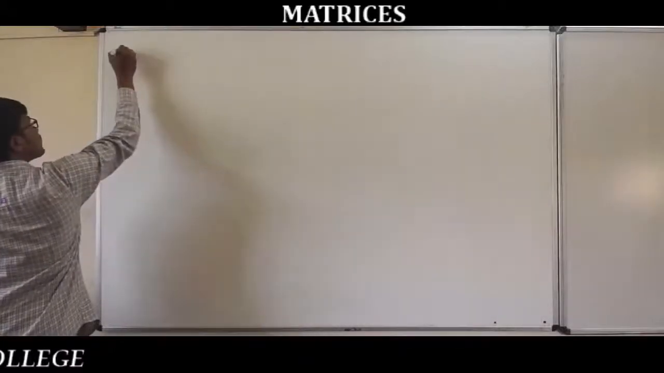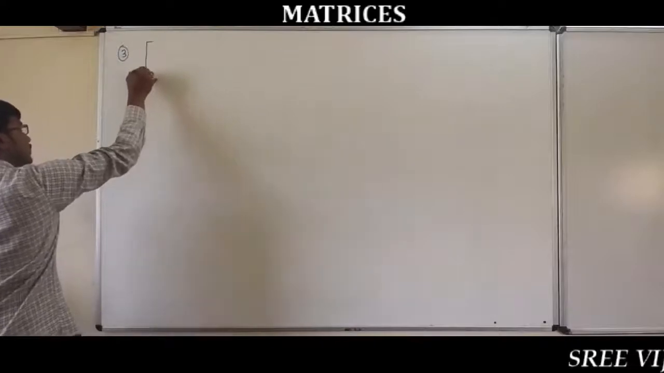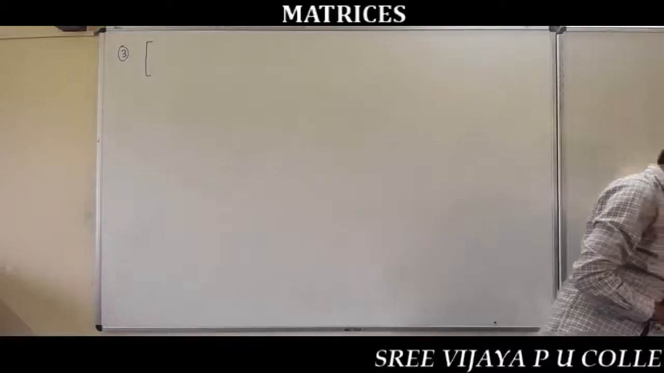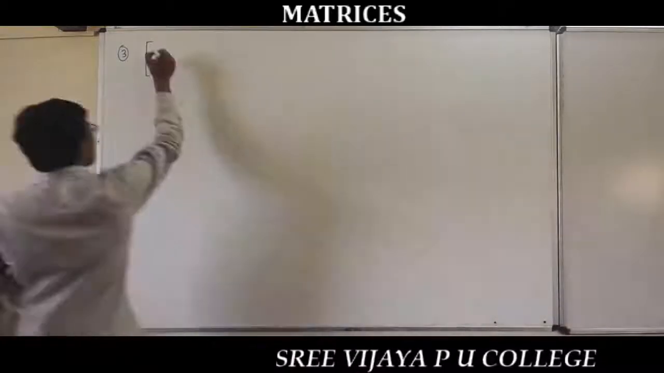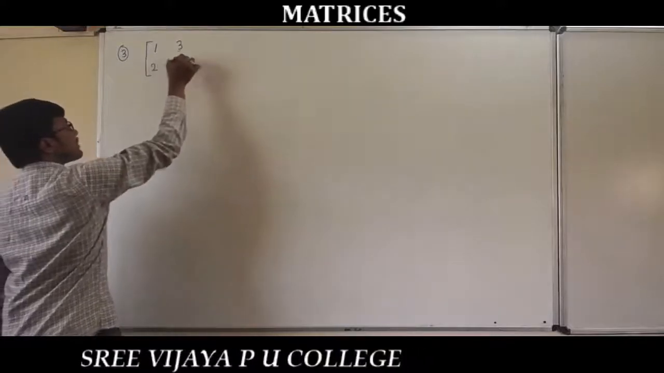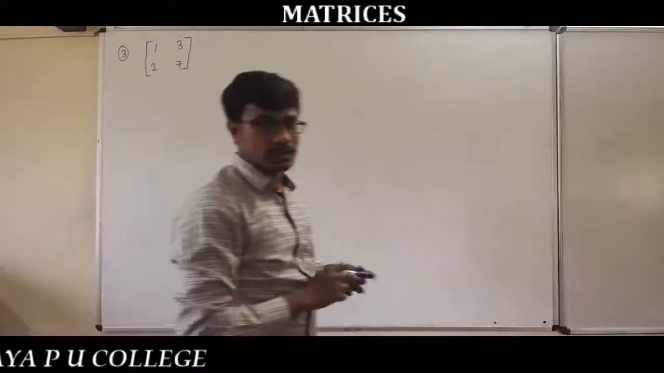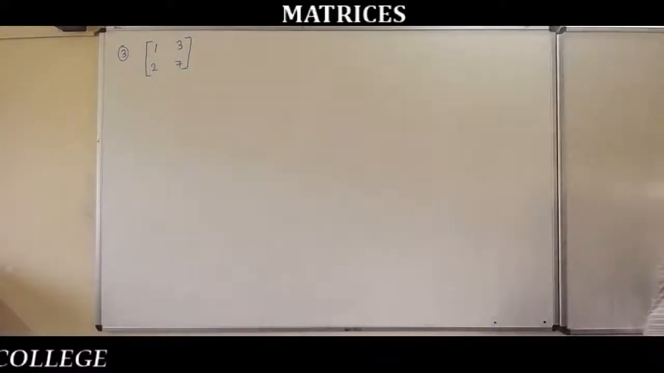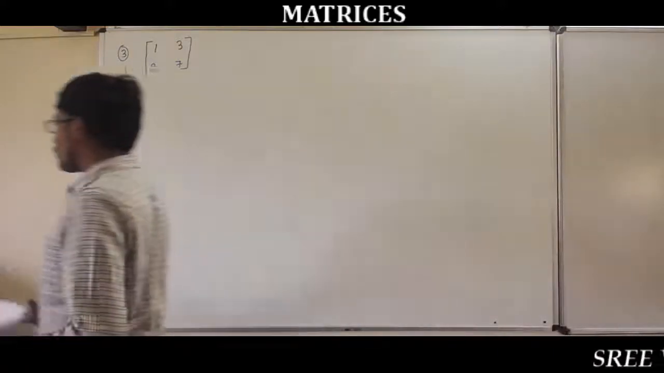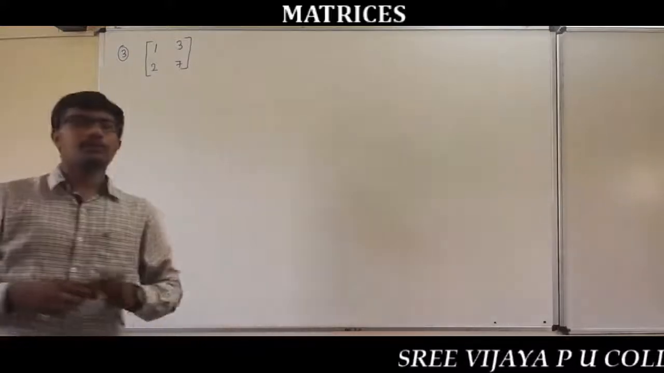The next question is: by using elementary transformations, find the inverse of the matrix. The matrix is 1, 3, 2, 7. So for this matrix, we can find the inverse. We have the three elementary operations, three for rows and three for columns. So what are the three elementary operations?